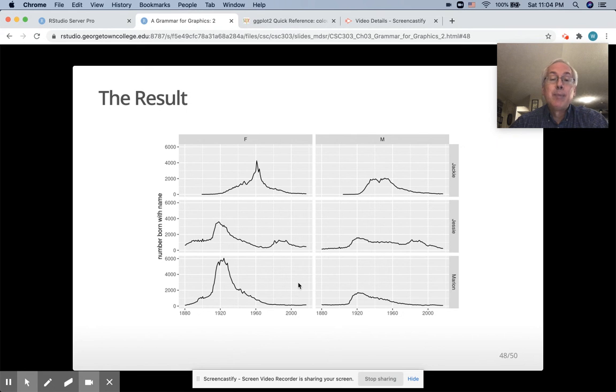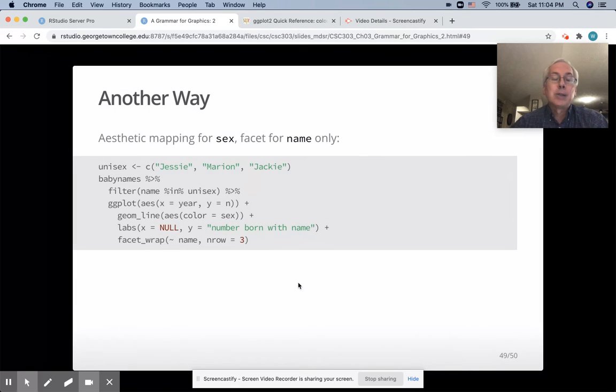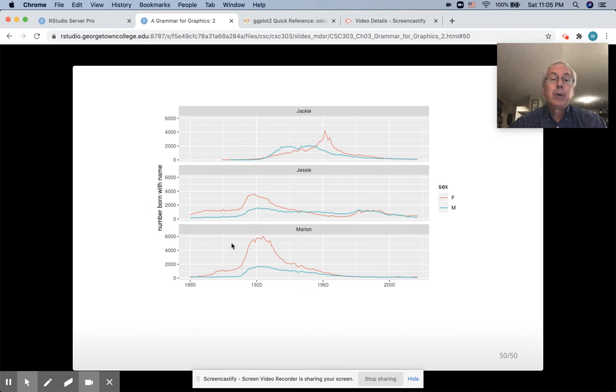Another way to do it is to get both graphics for the same name for both men and women on the same plots. And so let's do a facet wrap just on the name. Again, we're filtering on these three names. We're putting year on the horizontal axis, the number of individuals with that name on the vertical axis. So it's not proportion this time, it's number of individuals. We're going to do different colors for men and women. And then we're going to facet wrap on the name, and we're going to stack them. So let's see what we get when we get three rows.